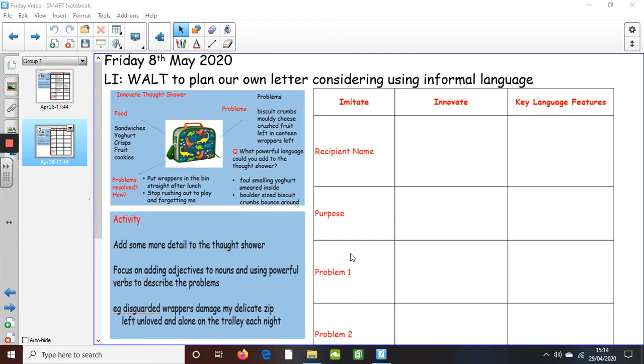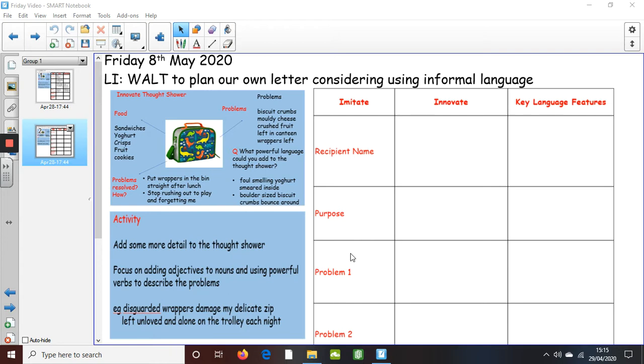We're in our innovation week now, so the activities you've been doing will help you to innovate Grey Crayon's letter. Today's learning objective is to plan our own letter using informal language, and you can see that on my screen now. This means we'll be boxing up our ideas from yesterday's thought shower.